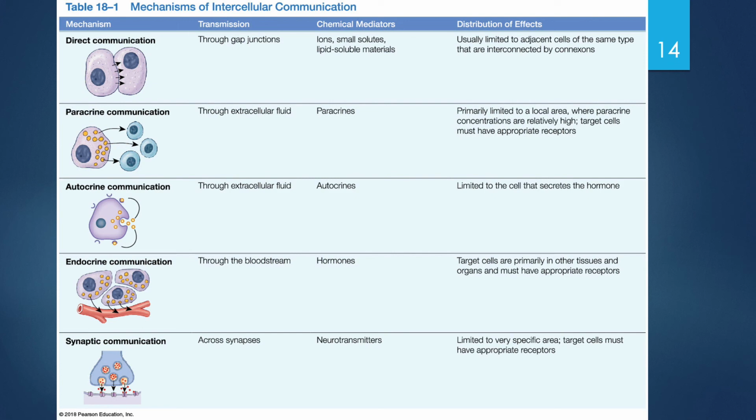Paracrine communication is when one cell in the same type of tissue affects nearby tissues through the extracellular fluid. Autocrine communication is again when you have a cell muttering under its breath like a crazy person to itself. So it secretes something through extracellular fluid, and that affects that exact same cell that secreted the substance in the first place. Endocrine communication is what we're discussing today, when a hormone is released into the bloodstream and affects a target cell in a distal tissue. And then again, synaptic communication is our nervous system releasing neurotransmitters, and that will be located to a very specific area in which the target cells have to have the appropriate receptors in order to make this happen.